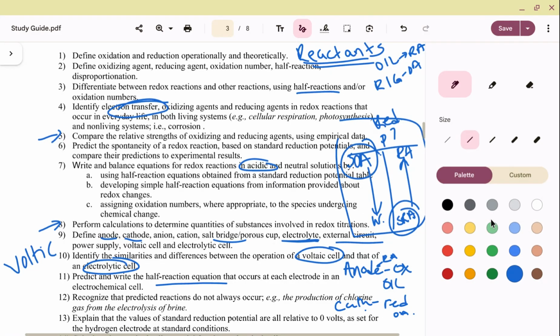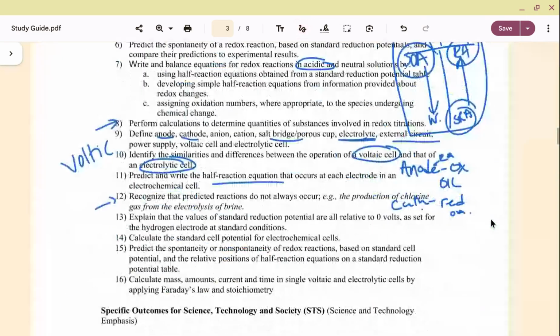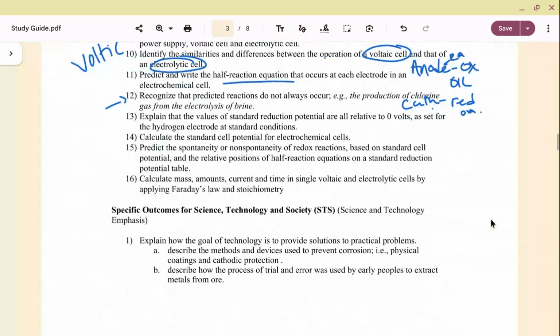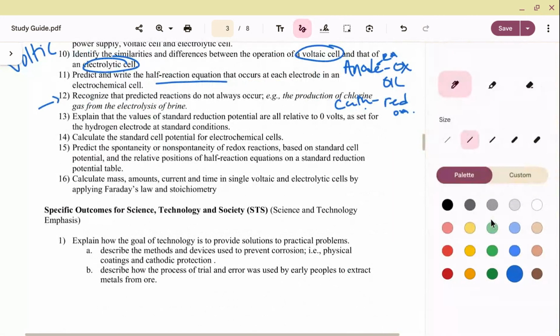Moving on from there, number 12 is saying that your predictive reaction doesn't always occur. And this has to do with the chloride anomaly. If you're looking at RAs, if you have the choice between chlorine and water, you pick chlorine even though water shows up first. So looking now, if I keep going from here, 13 says why standard electrical potentials has 0 for the hydrogen cell and how we can change it and how everything moves.